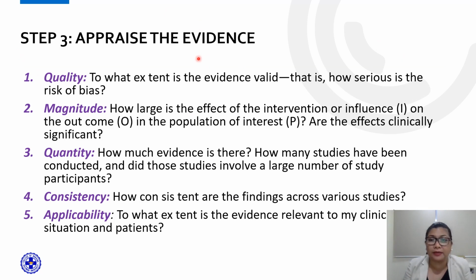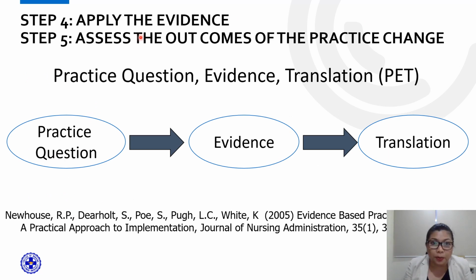Okay, and then you appraise the evidence. There are so many ways, and you can read more in the handout that we gave you in the PDF, how to appraise the evidence. But basically, you're looking at quality, the magnitude, quantity, consistency, and applicability of those studies. And then you apply the evidence, maybe in your unit. Let's say if it's ICU, you can talk to the ICU policy committee, practice committee, and you can present your evidence, and maybe it can change your practice.